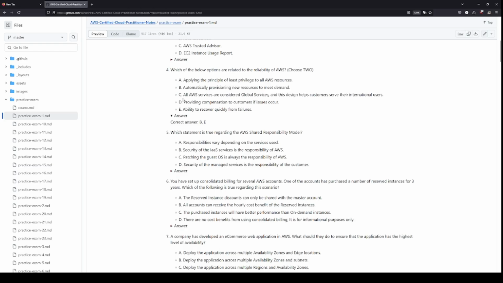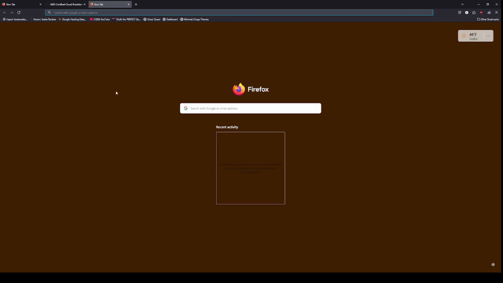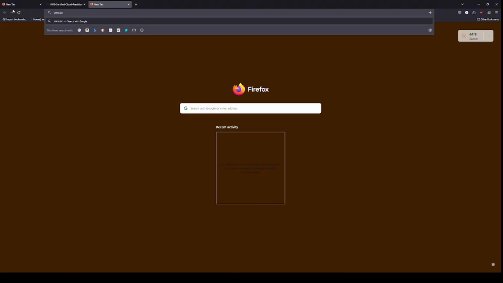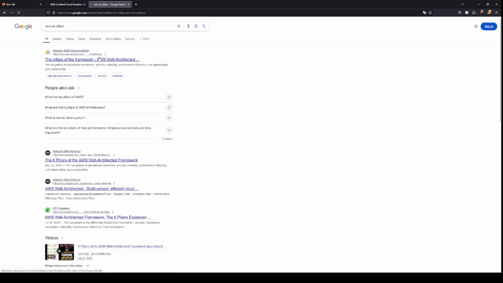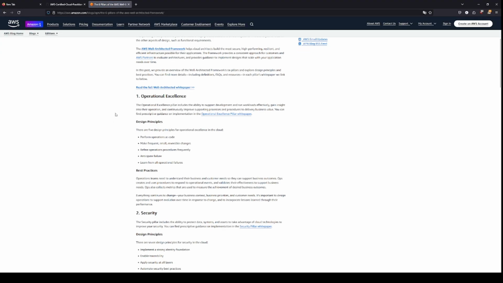B and E, this is interesting. So let's go ahead and pull up the AWS six pillars. Let's look at this real quick, because clearly I need to look at this because I did not get that last one right. So the first pillar is operational excellence. The operational excellence pillar includes the ability to support development and run workloads effectively, gain insight into their operation, and continuously improve supporting processes and procedures to deliver business value. You can find prescriptive guidance on implementation in that white paper.